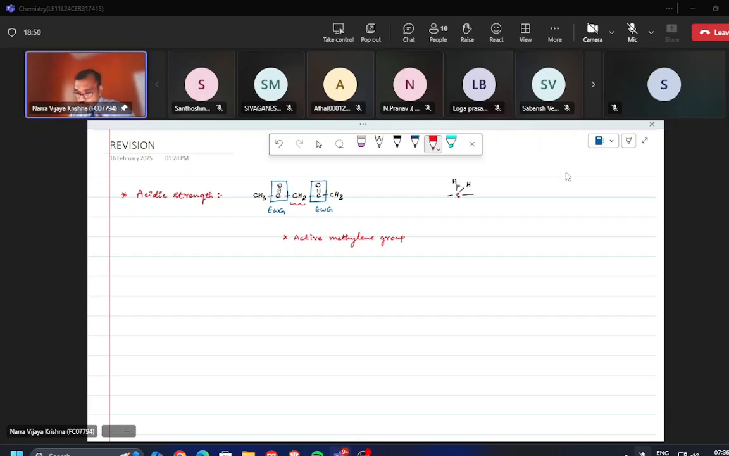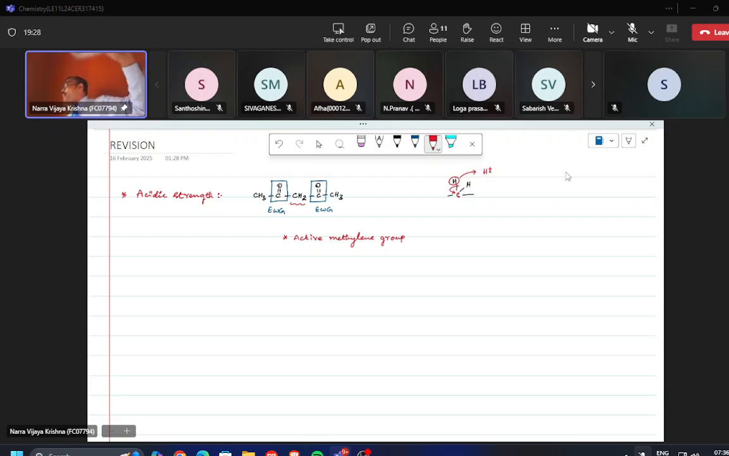Then this carbon tries to pull these electrons towards itself, or not? Correct or not? Because these two groups are pulling electrons, the electron density over this middle carbon decreases. Then what does that carbon do? That carbon also tries to pull electrons from the hydrogens present over it. If it tries to pull the electrons out, this hydrogen tries to go out as H plus, or not? If it is trying to go out as H plus, we call it acidic, or not? Are you able to understand?